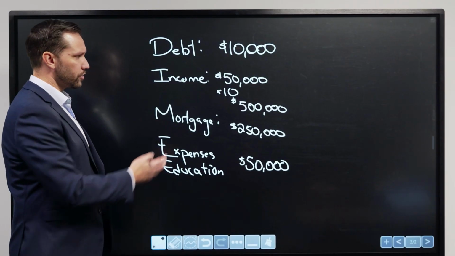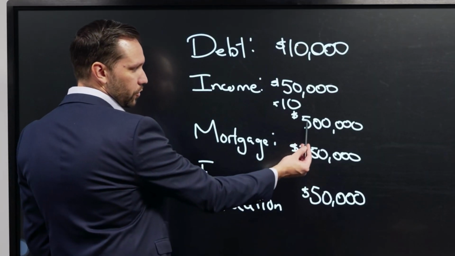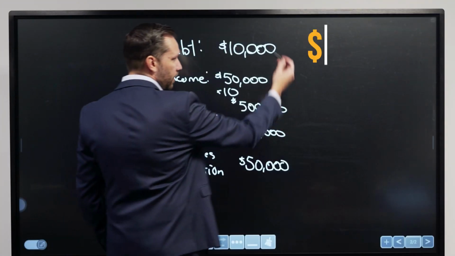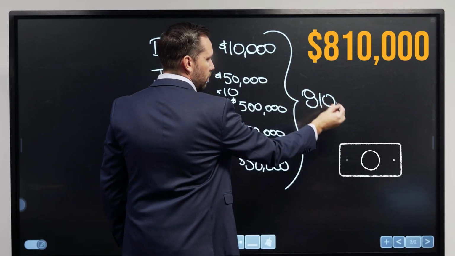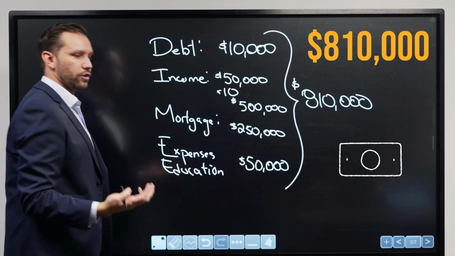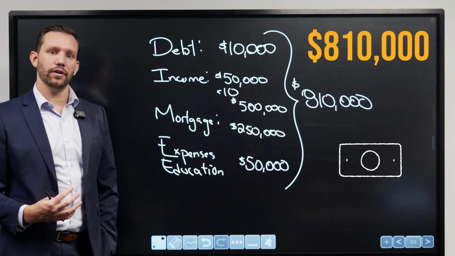to pay for a funeral and some added education for our children. So if we added all of these numbers up, we should be getting 500, 750, 800, call it $810,000. That would be the amount of insurance that this client would be looking for if they were in this scenario.